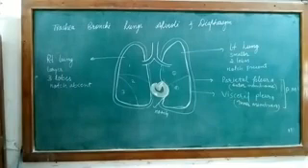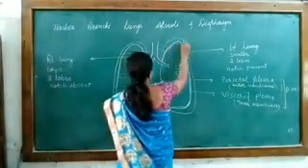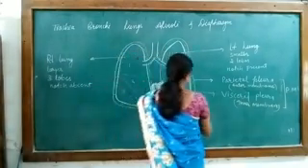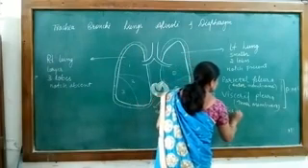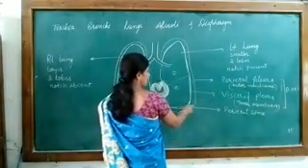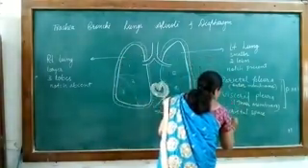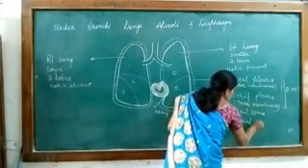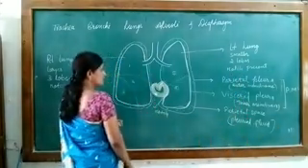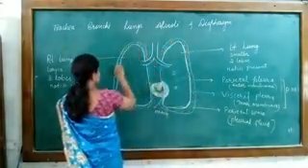What is the function of these membranes? The space between the two membranes is called the pleural space, and that space is filled with the pleural fluid. It is completely filled with the pleural fluid.